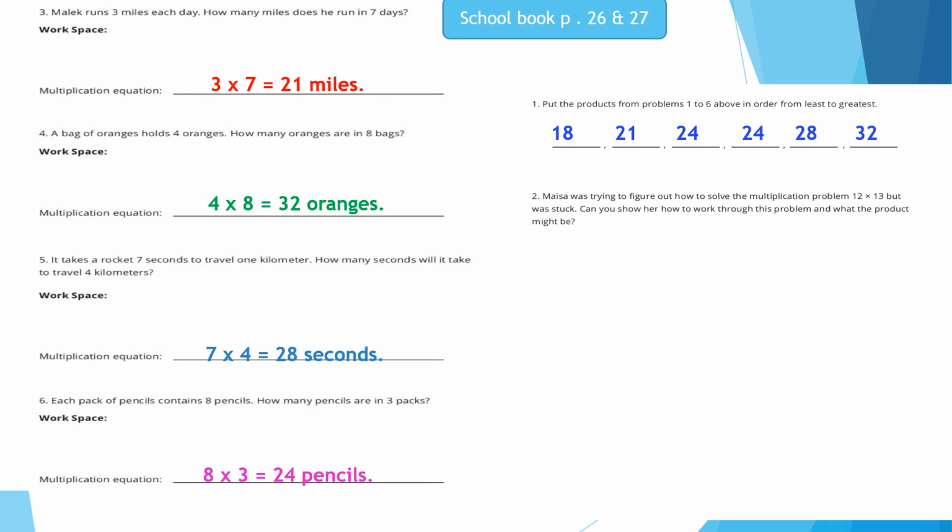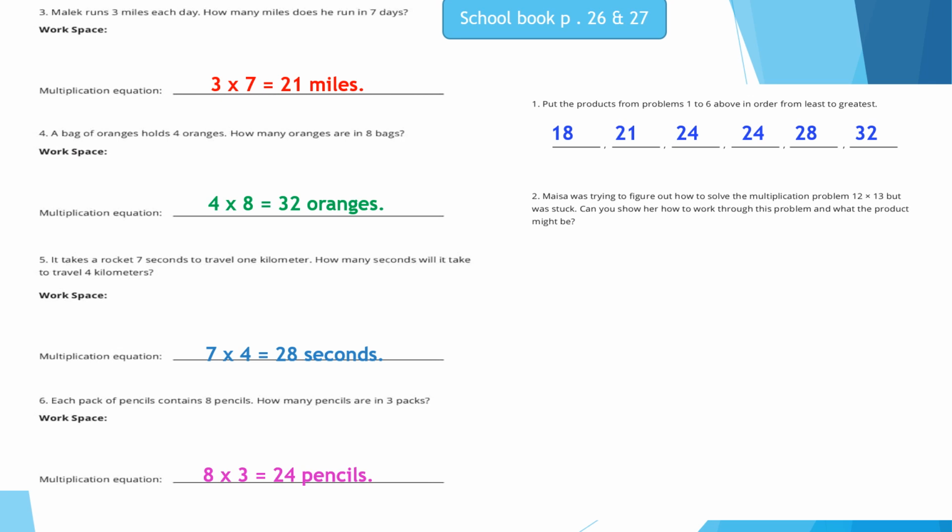Question number 2. Maisa was trying to figure out how to solve a multiplication problem: 12 times 13, but she was stuck. She couldn't do it. Can you show her how to work through this problem? And what is the product? We have 12 times 13.